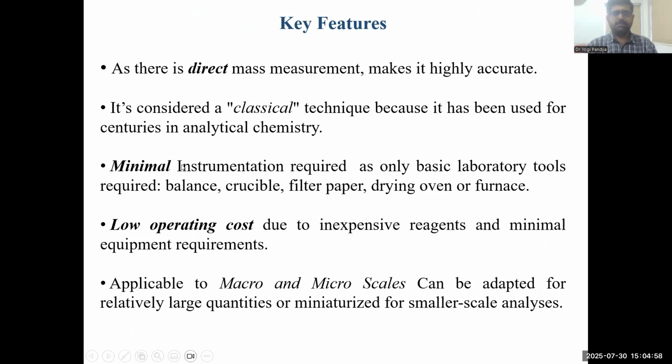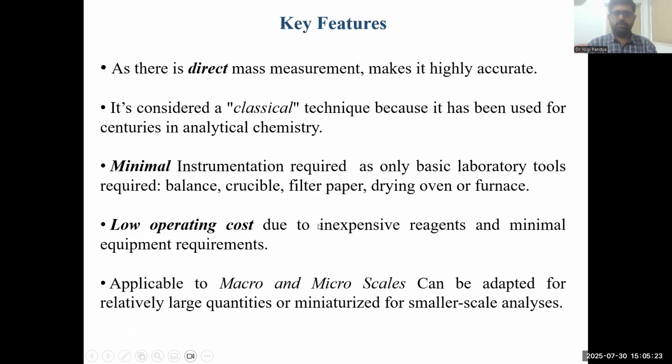Third, minimum instrumentation is required. In sophisticated analytical methods, we require very costly instruments, but in gravimetry we require much less equipment, like simply a balance, crucible, filter paper, drying oven and furnace. Only simple laboratory tools are required.